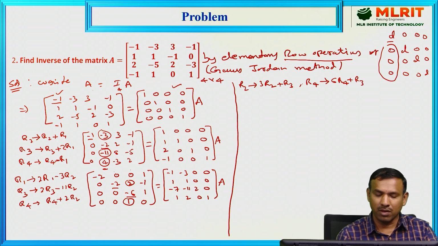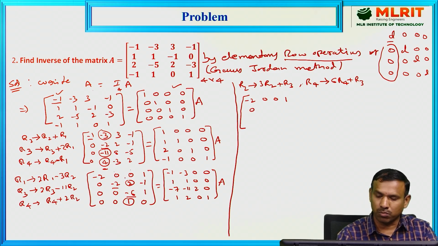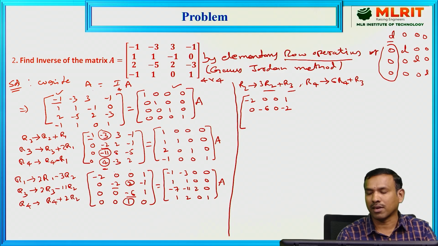Already R1 element is 0. So first row no change: minus 2, 0, 0, 1. And second row we are changing, that is 3R2 plus R3. 3R2, 0 plus R3, 0. 3 into minus 2, minus 6 plus 0. 3 into 2, 6, minus 6, 0. 3R2, 3 into minus 1, minus 3 plus 1, minus 2. See the operation, 3R2 plus R3.